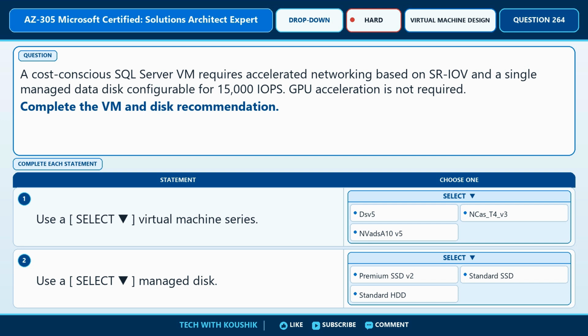Review Statement 1. Use of the blank virtual machine series. Choose between DSv5, NCasT4_v3, or NVadsA10v5. Review Statement 2. Use of the blank managed disk. Choose between Premium SSD v2, Standard SSD, or Standard HDD.